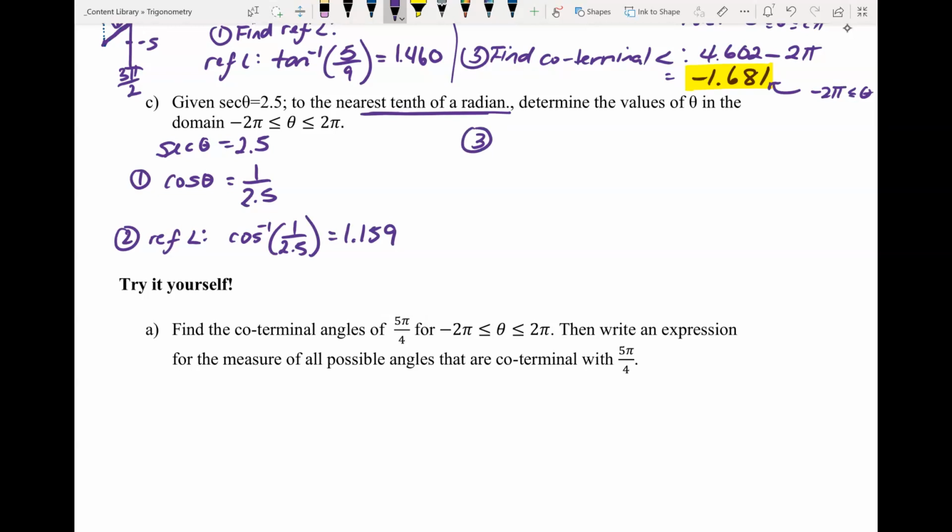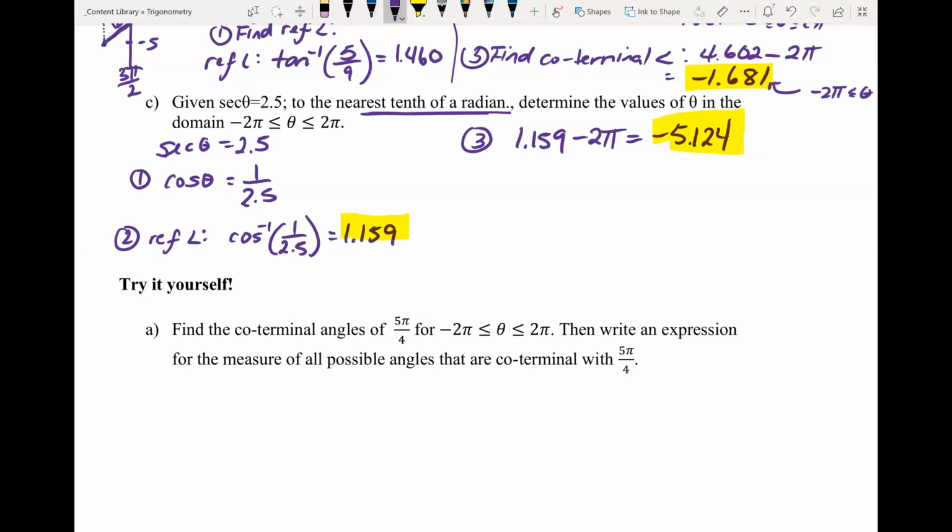Now we want to find any coterminal angles, because we need more than just one angle. We are trying to find angles between negative 2 pi and 2 pi. So we're going to take our reference angle. If I added 2 pi to 1.159, we are going to get an angle that is outside our domain. It's too large, so I'm going to subtract 2 pi here, which is negative 5.124. So these are two answers that we could possibly have.